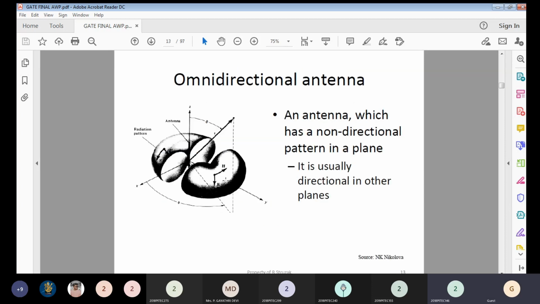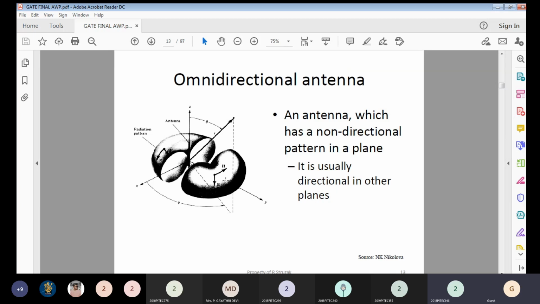This is about the directional antenna. And again we have the omnidirectional antenna, or simply we can call it a non-directional antenna. Omnidirectional antenna is otherwise called a non-directional antenna. It is defined as the antenna having essentially non-directional radiation in all directions.